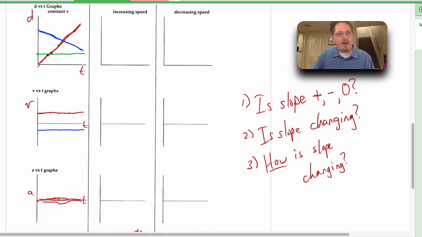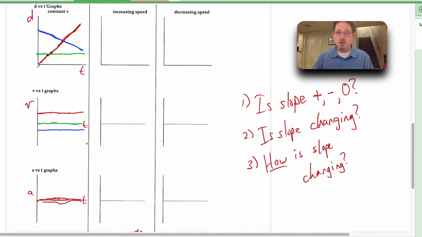Well, flat line on my displacement graph. Is the slope positive, negative, or 0? For my green graph here, it's 0. And the slope of a position graph, a displacement graph, is the velocity. So this is telling me that the velocity of the rock that's just sitting there is 0, which I would think so.